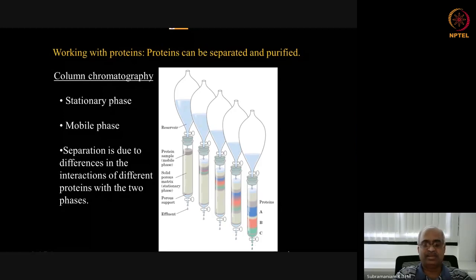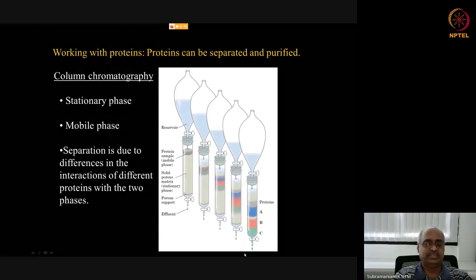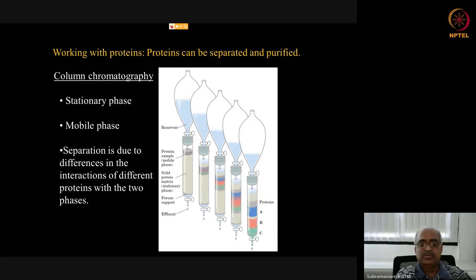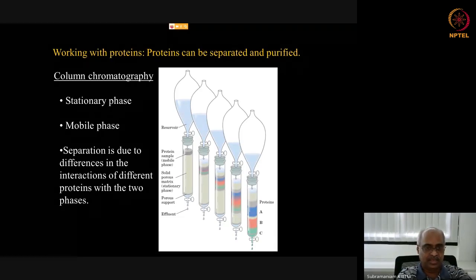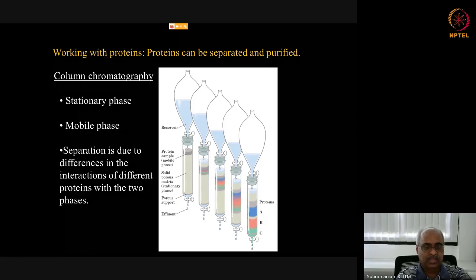And if you have a collection vial where you collect a fixed volume or for a fixed time, and that automatically rotates and moves to the next collection vial and so on, you get the fractions collected. And then you can assay individual fractions to see which fraction has your particular protein. So the ability to detect a particular protein based on its activity is what I call by the word assay, A-S-S-A-Y. You assay for a protein activity.